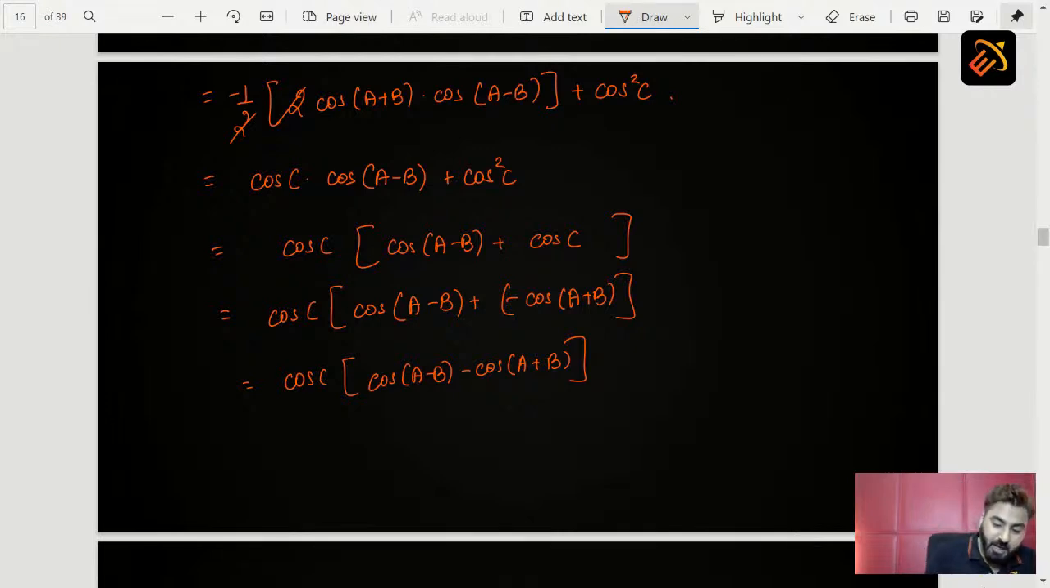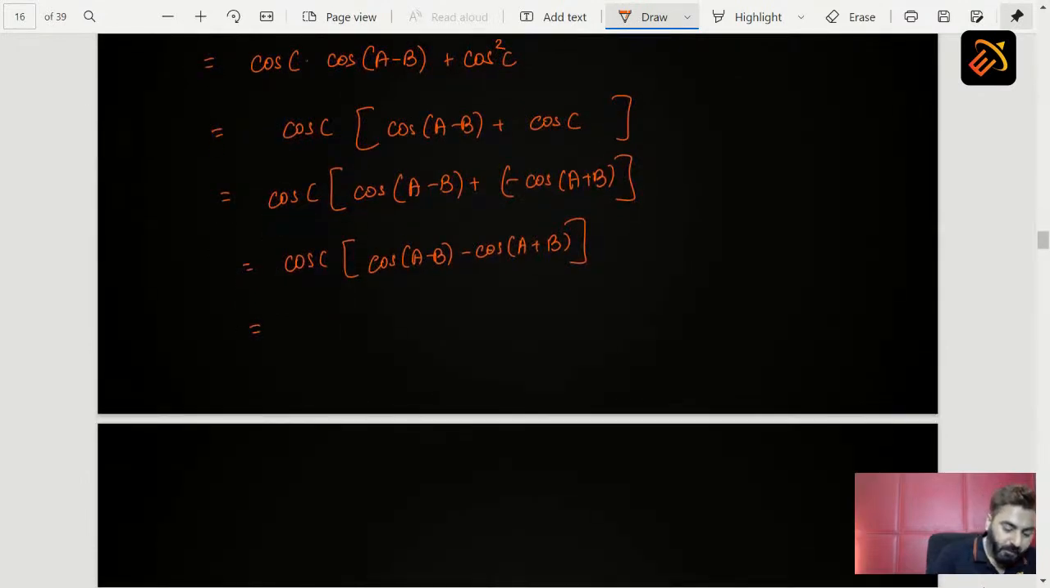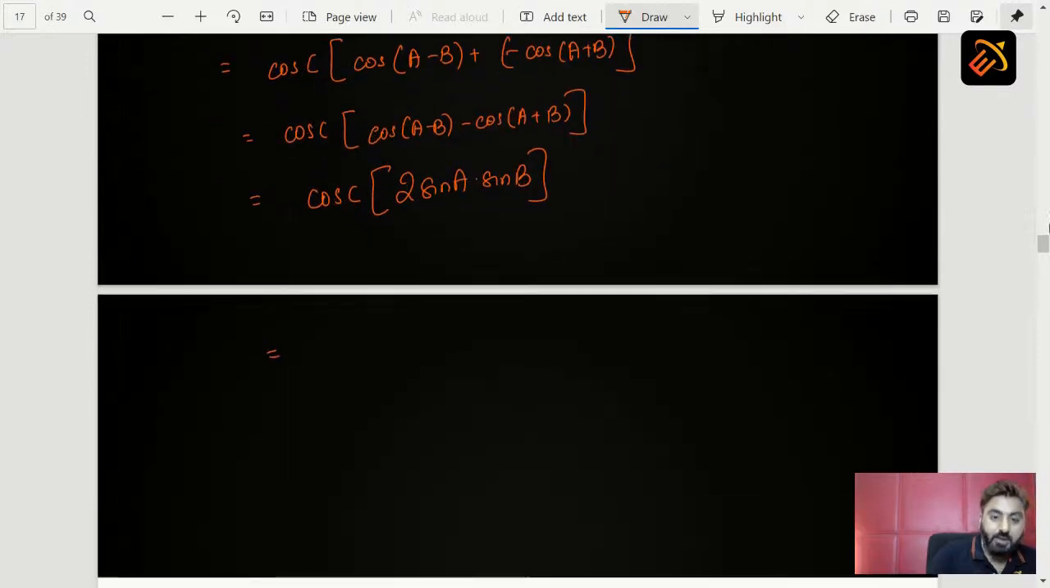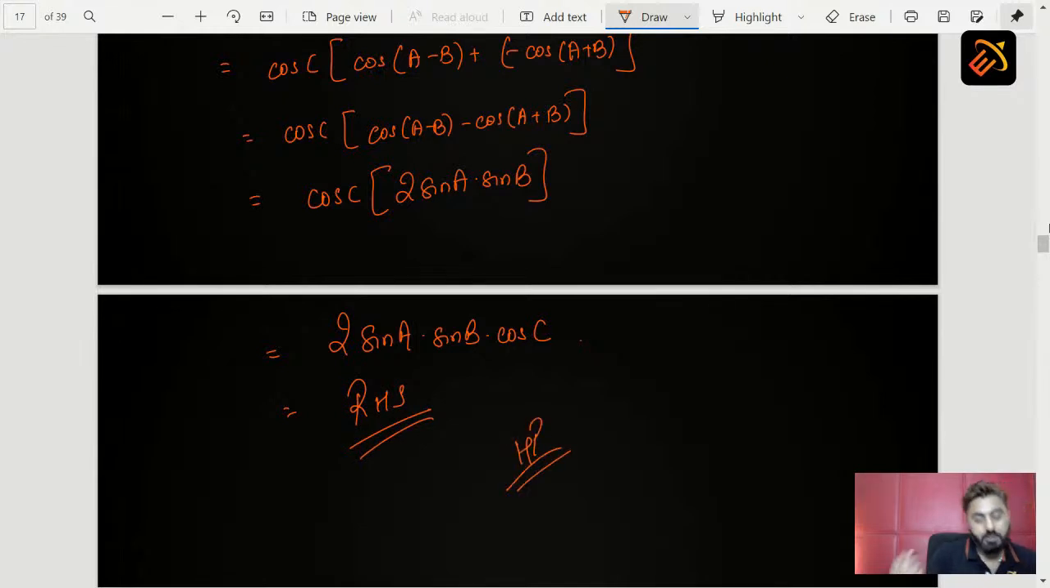So here we get cos c into 2 sin a into sin b, which is ultimately equal to what? 2 times sin a into sin b into cos c, which is nothing but your right hand side. Hence proved. And this is how we solve our sum.